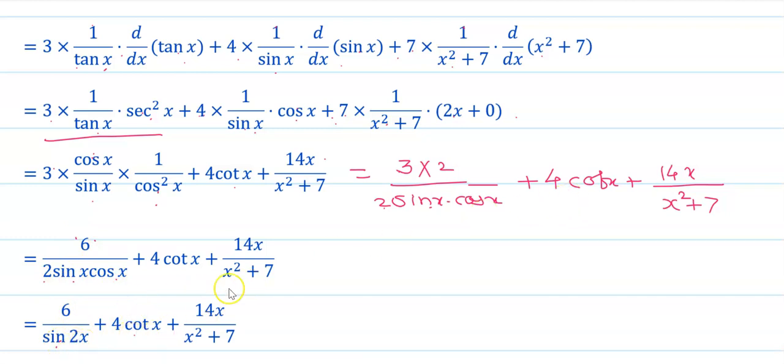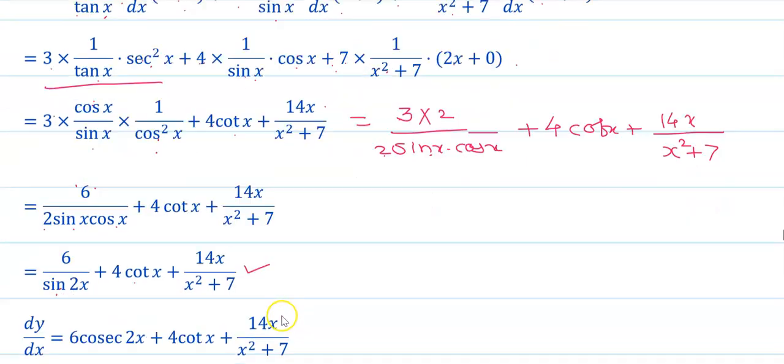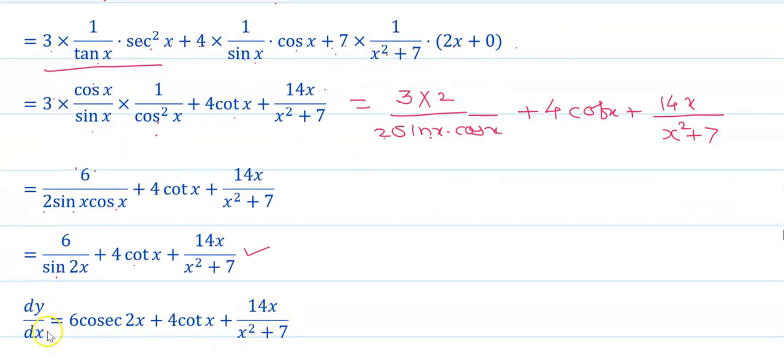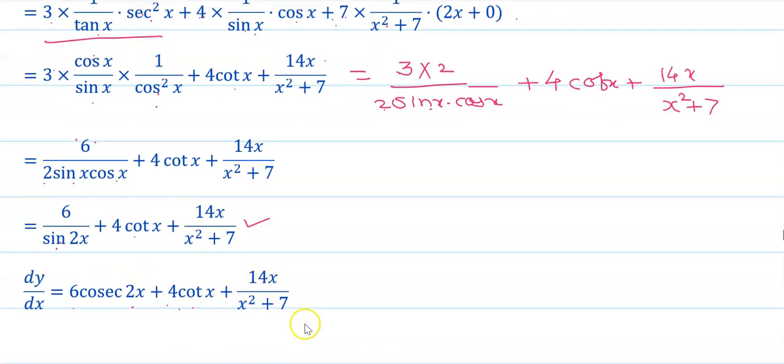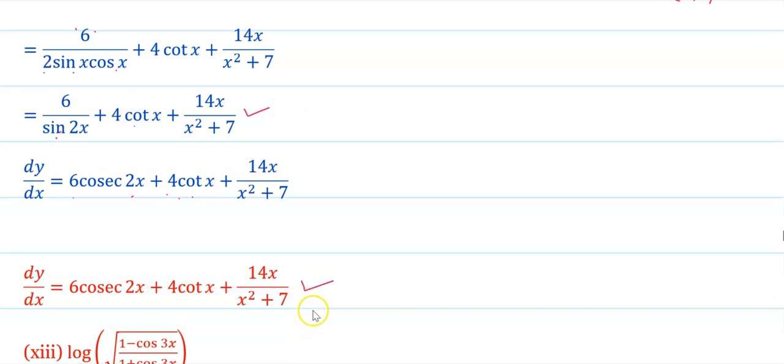4 cot x as it is, 14x upon x square plus 7 as it is, and hence the answer: dy by dx is equal to 6 upon sin 2x. The reciprocal of sin is cosec, so dy by dx is equal to 6 cosec 2x plus 4 cot x plus 14x upon x square plus 7, and in this way we have the answer.